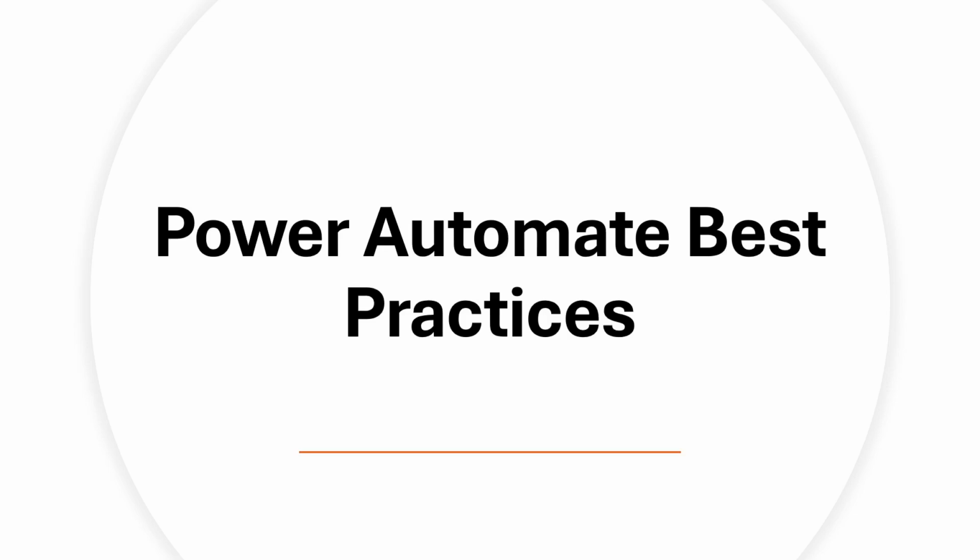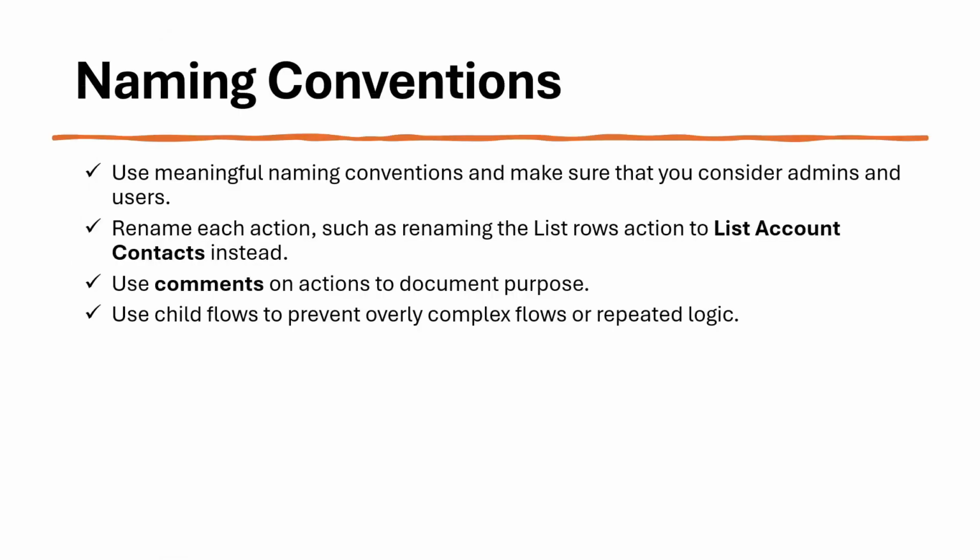So let's get started. First, best practices, naming conventions. You should use meaningful naming conventions and make sure that you consider admins and users. Second, you need to rename each action, such as renaming the list rows action to list account contacts instead. And then you need to use comments on actions to document the purpose of that action. And you must use child flows to prevent overly complex flows or repeated logic.